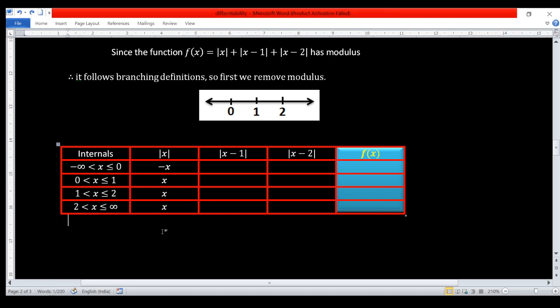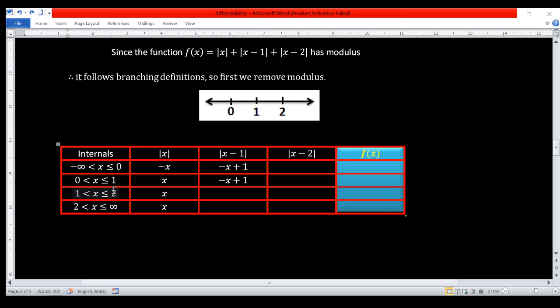Now x minus 1. In the first interval x is a negative number, so what about x minus 1? Also a negative number. So that's why we have to multiply with minus: minus of x minus 1 gives minus x plus 1. For 0 to 1, we want to know whether x minus 1 is positive or negative. Take an example, 0.5. 0.5 minus 1 will give minus 0.5. So in this interval it is negative. So minus x plus 1.